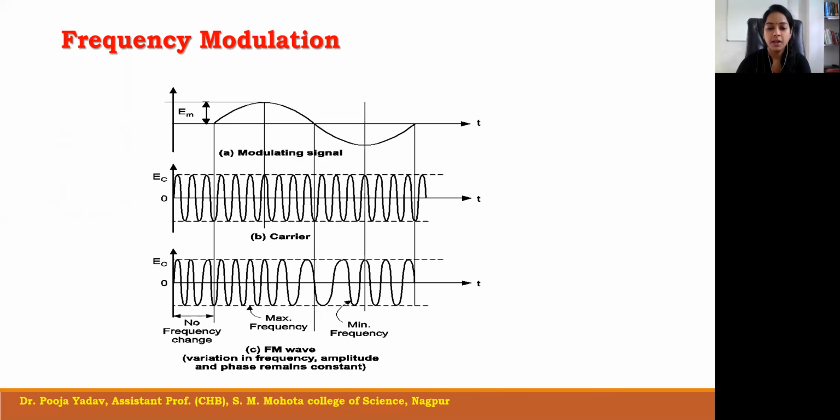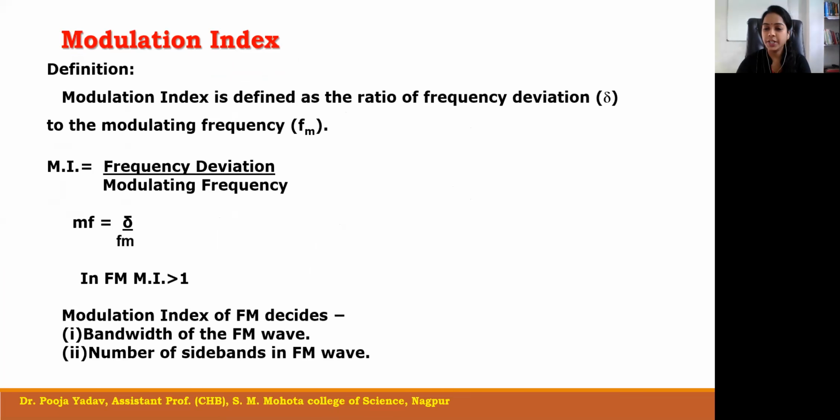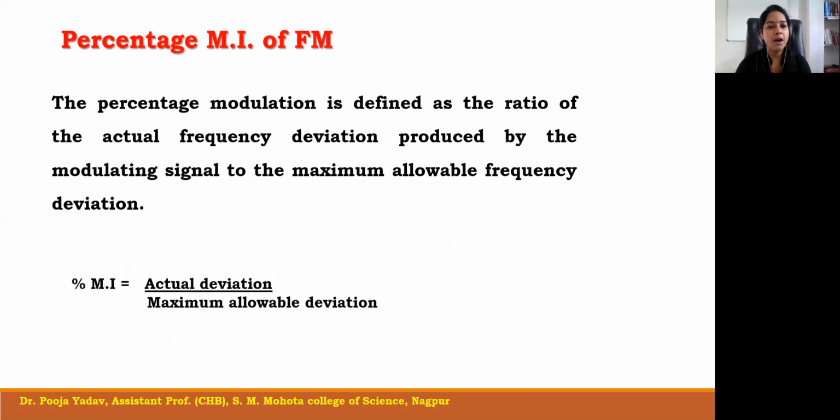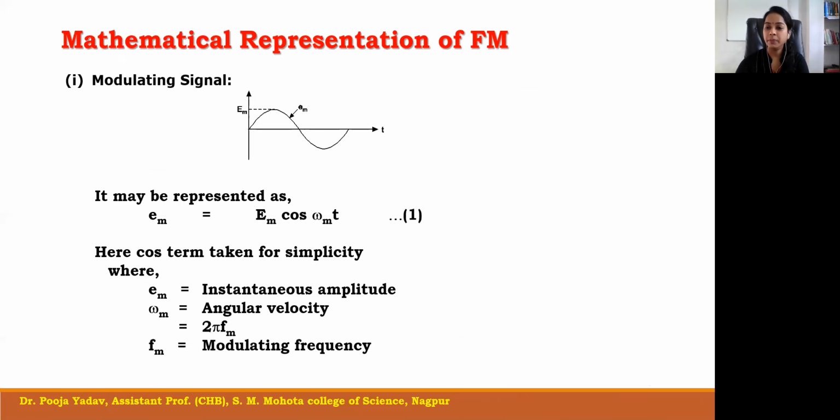Then this is the picture or waveform of frequency modulation. Then this is modulation index. It is defined as frequency deviation divided by modulating frequency. And then we have deviation ratio also. Then we have percentage modulation index. So it is defined as actual deviation divided by maximum allowable deviation.